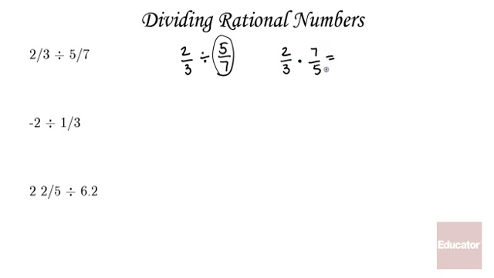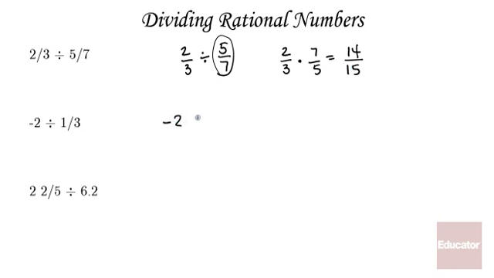We can't cross simplify 2 and 5, and we can't cross simplify 3 and 7, so we're going to go ahead and multiply straight across. 2 times 7 is 14, and 3 times 5 is 15. Lastly, we'll check if we can simplify, and we can't, so our final answer is 14 over 15.